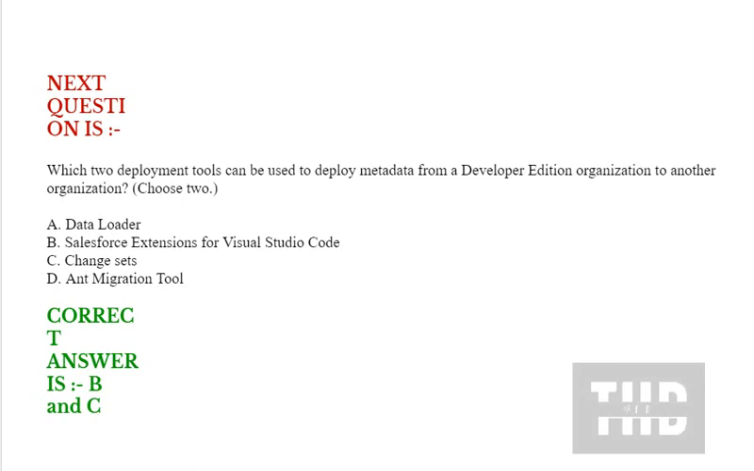Next question is, which two deployment tools can be used to deploy metadata from a developer edition organization to another organization? Choose two options. Option A. Data Loader. Option B. Salesforce extensions for Visual Studio Code. Option C. Change sets. Option D. ANT migration tool. Correct answer is option B and option C.